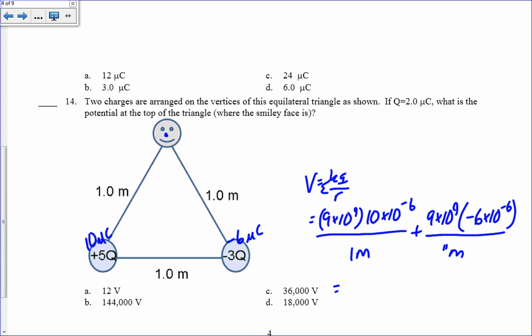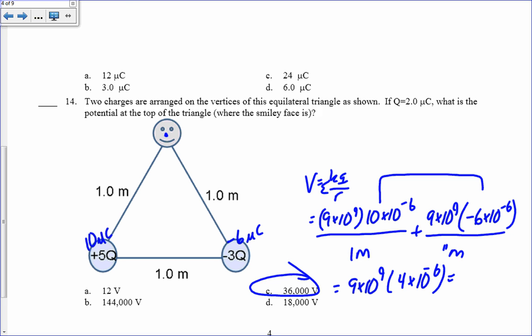I can simplify this. I'll factor out some things. 9 times 10 to the 9th times 4 times 10 to the minus 6. That's just the sum of these two numbers divided by 1. I'll just leave that out. I get 36,000. C.